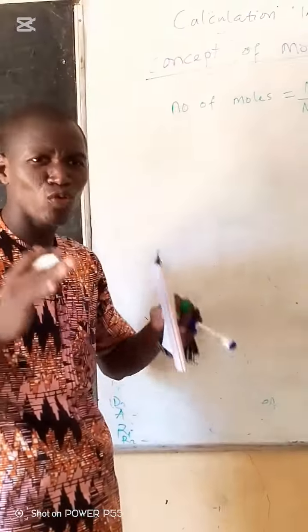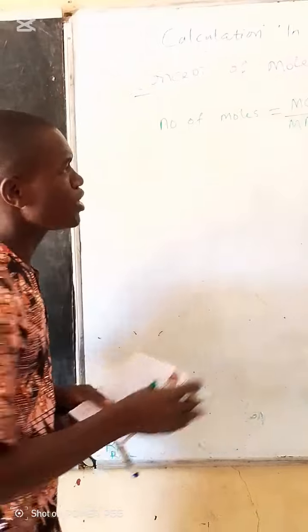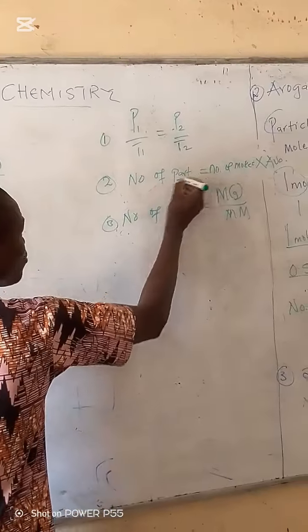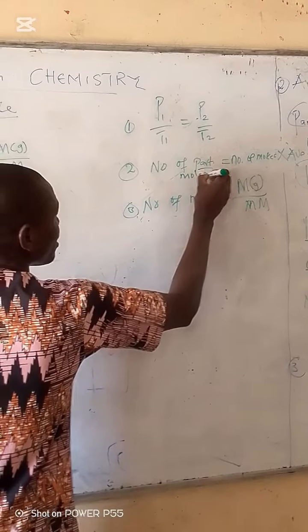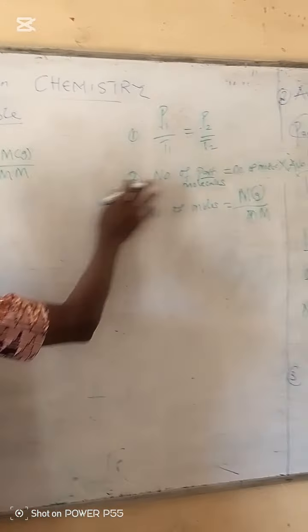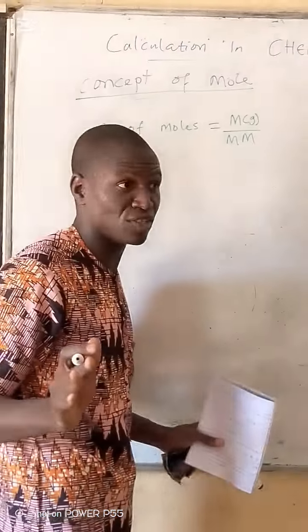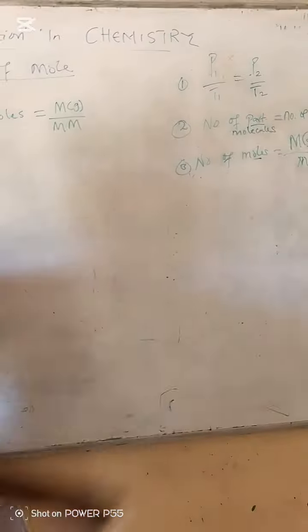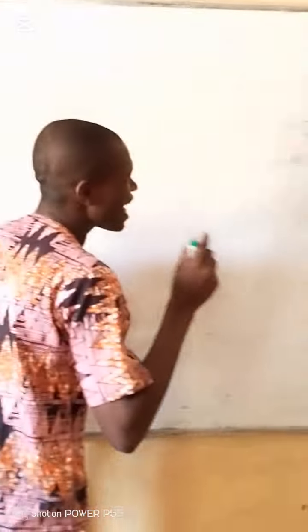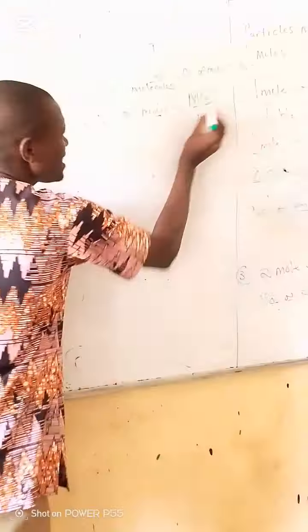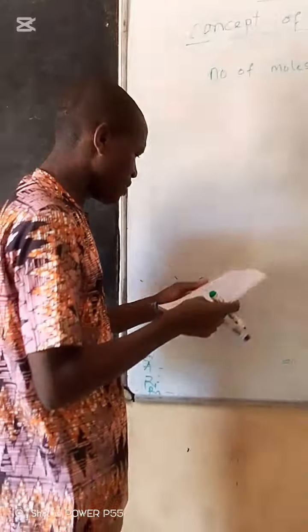So just settle down and understand what you are asked to calculate. I don't want you to confuse number of molecules with number of moles. I said particle is the same thing as molecules. Instead of calculating number of molecules, you may be asked to calculate number of moles. Understand the difference. So this is the third formula I want you to master. Anytime you are asked to calculate the number of moles, they will give you mass in grams and molar mass. Simple. Let's quickly take two examples.